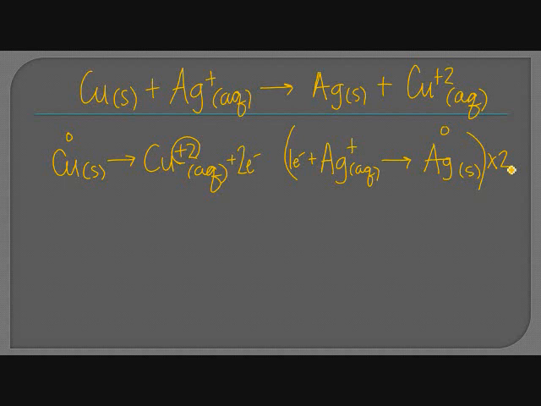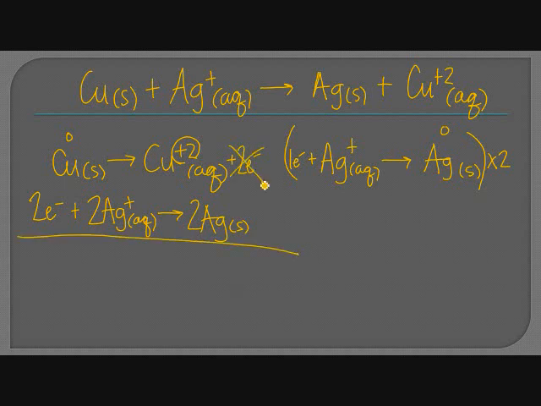And I'm going to go ahead and rewrite this underneath the copper so we can see how they add together. Okay, so we have 2 electrons plus 2 silver ion forms 2 silver metal atoms. Okay, so then now we can combine these two equations together, and the electrons go away.